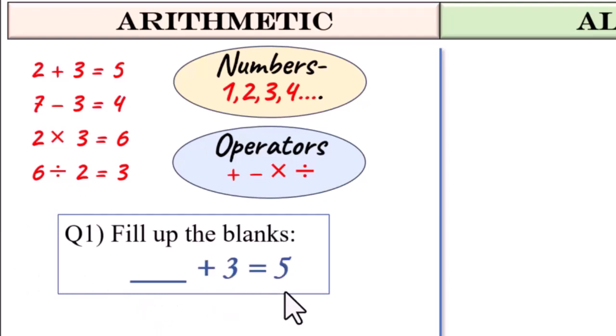In arithmetic, you have done simple questions like fill up the blanks: blank plus 3 is equal to 5. Here you had to find an unknown quantity which was denoted by a blank space. There was only one possible number which could be filled up in the blank space so that the left side of the equal sign became same as the number on the right side. Here the number which should be filled up in the blank space should be 2. So 2 plus 3 becomes 5, which is the same as the number on the right side.